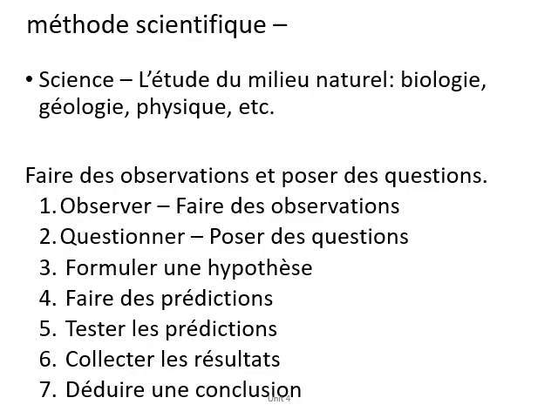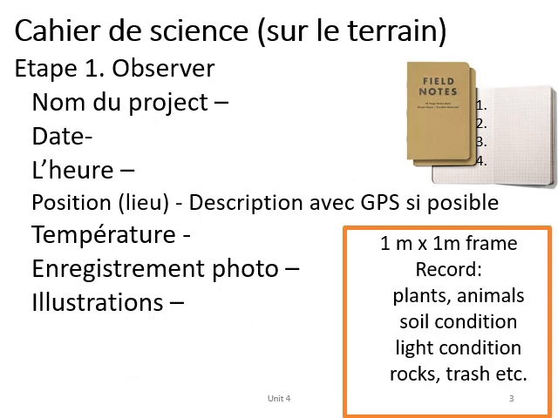There are many ways to describe the scientific method. This is one way that lists 7 steps that you yourself can do. The first is observe. Second, question. Third, make hypotheses. 4, make predictions. 5, test the predictions. 6, collect results. And 7, make a conclusion. You will practice the first 2 steps of the scientific method.